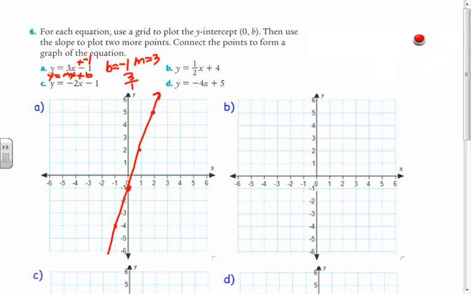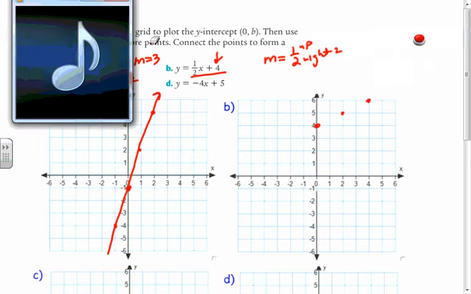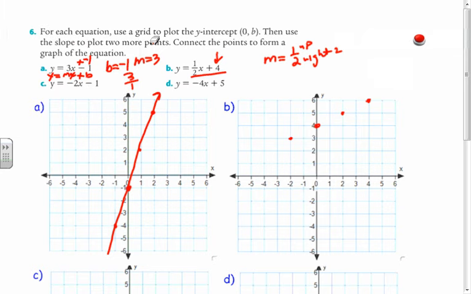On the second one, our slope is 1/2, which means we're going to go up 1, right 2. And then our y-intercept is 4, so we're going to find 4 on the y-axis. We're going to go up 1, right 2. That looks like that. And we can keep going. We can go down 1, left 2 also, to get more points. And then we can go ahead and draw on that.